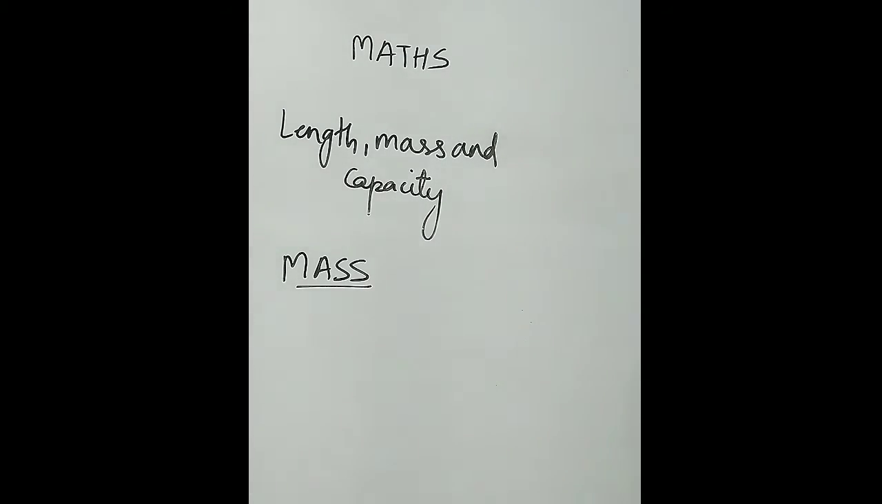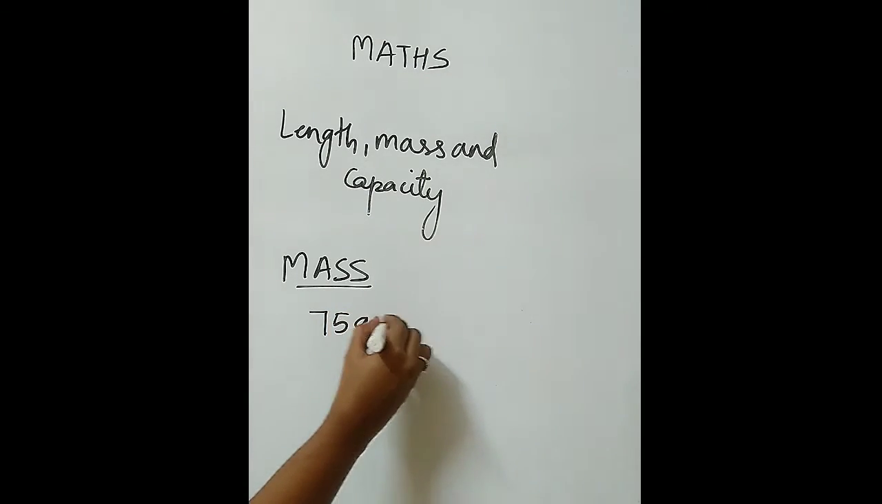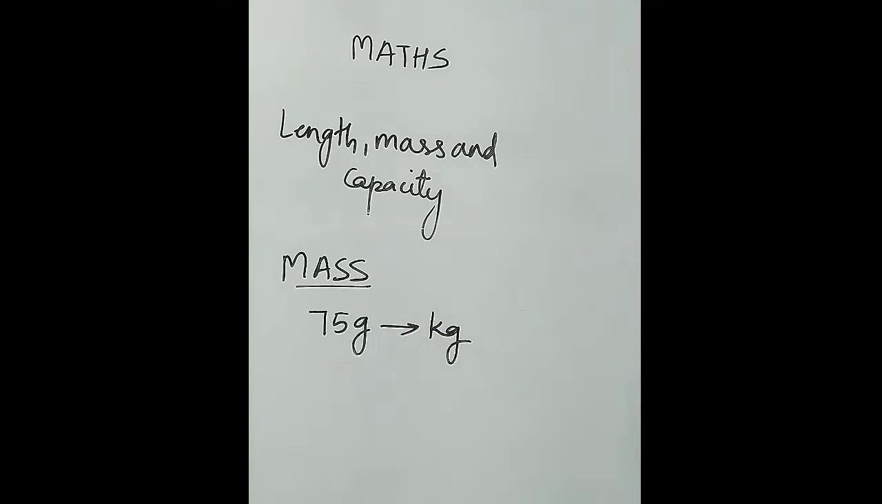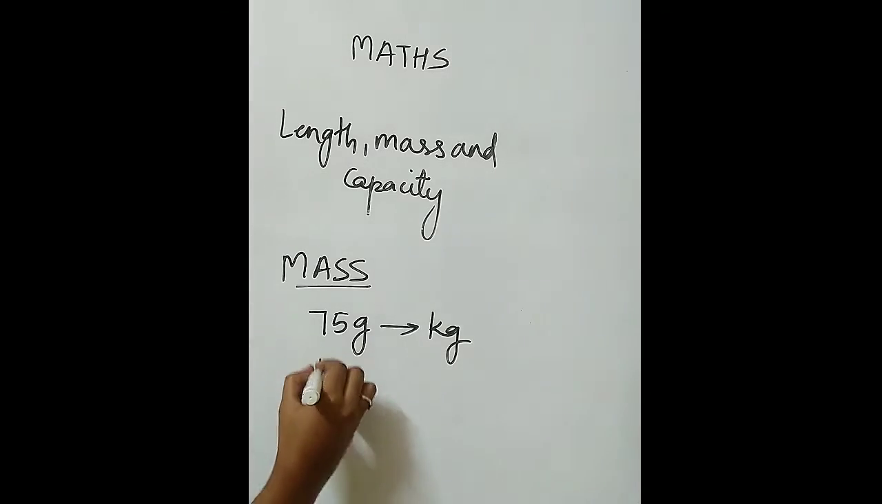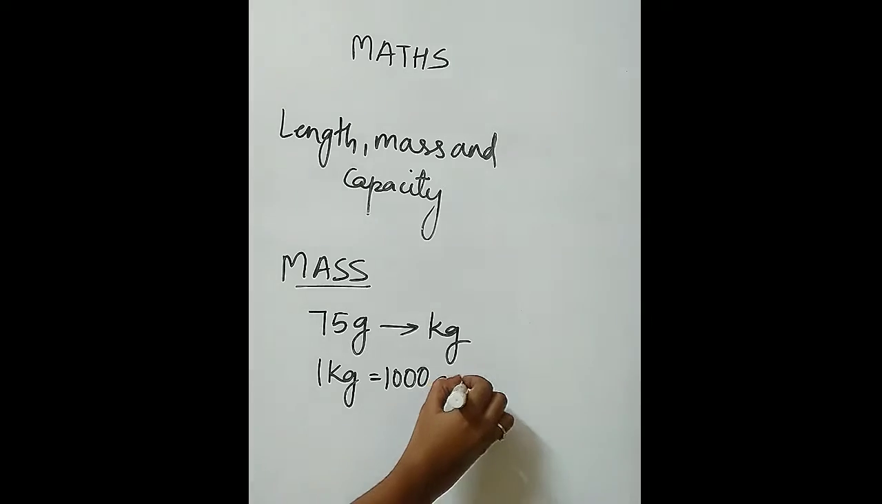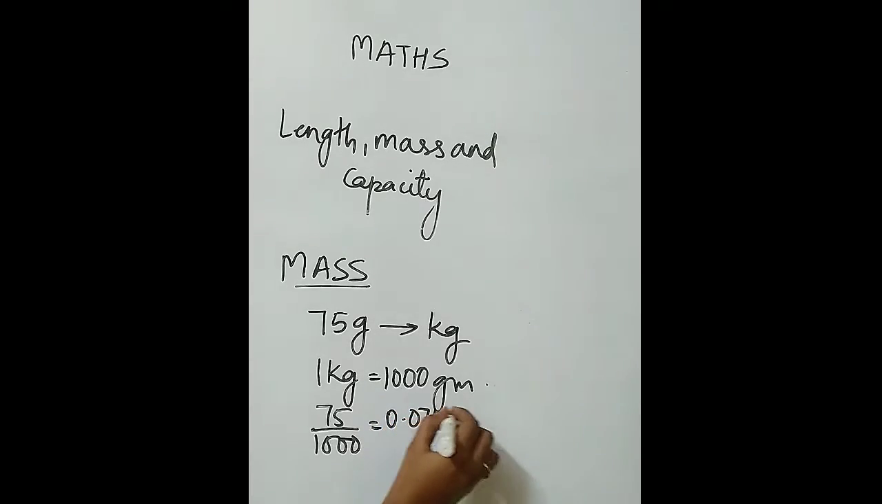We'll see the conversion, student. We want 75 gram to be changed to kg. So how we will do it? This is from smaller to bigger, student. When it is smaller to bigger, what we do? We divide it. But what we will divide? We know that 1 kg is equal to 1000 gram. So I will divide it. So 75 divided by 1000 will be 0.075 kg.